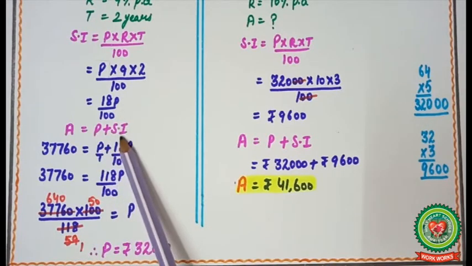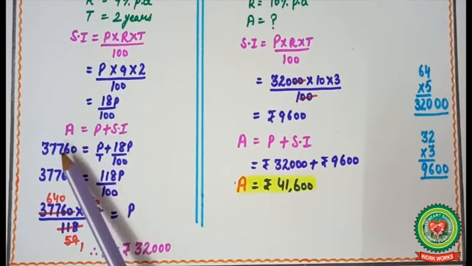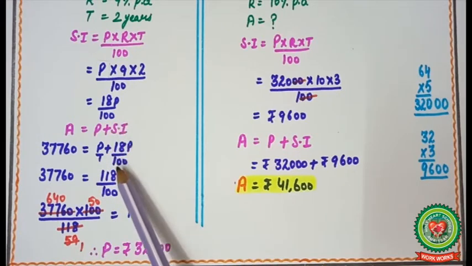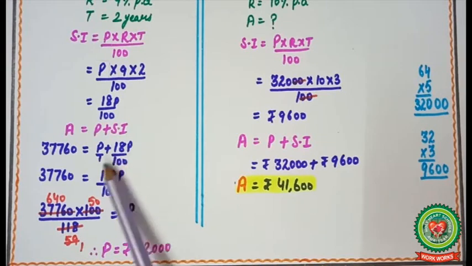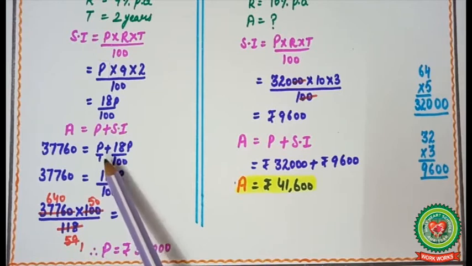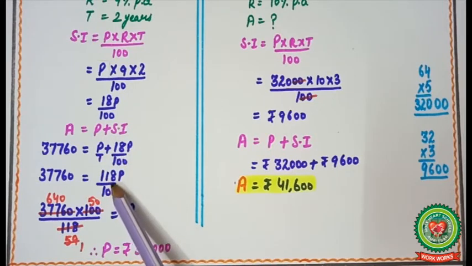Now because the amount is given to us, we will apply the formula for the amount. Amount is equal to P plus SI. Put the value of the amount here, that is 37,760 rupees, equal to P plus the value of SI, that is 18P upon 100. Now we have P here and again P here, so these are like terms, so we can take the LCM. What will be the LCM of 1 and 100? It will be only 100. So 100 into P, that is 100P, plus 18P will be equal to 118P.